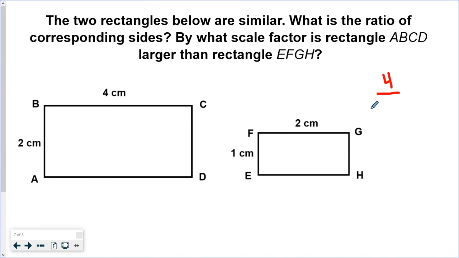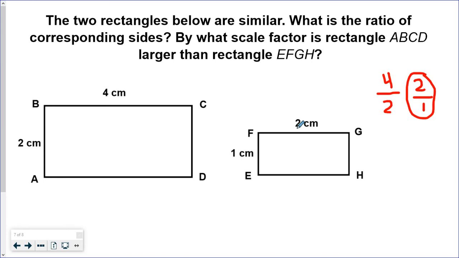That's 4 centimeters. Now, what side over here is going to correspond with BC? Hopefully you realize that FG is the corresponding side. So if BC is 4, that means FG, which is the corresponding side, is 2, and that'll go right there. And so the ratio would be 4 to 2. And we can reduce that. And so the ratio in lowest terms would be 2 to 1. That's that ratio right there.